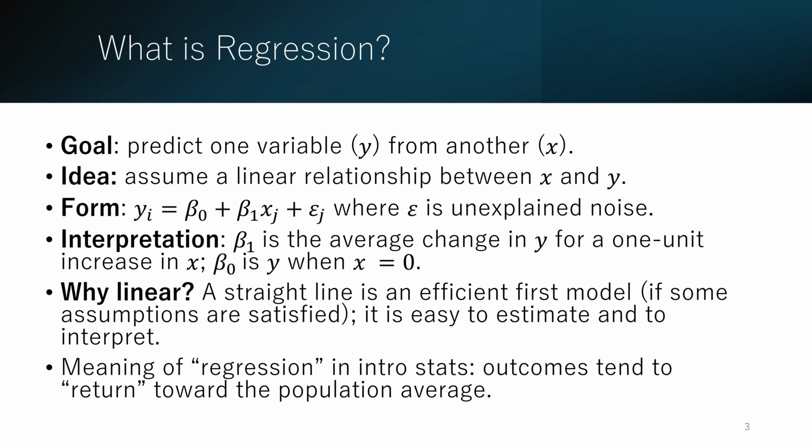Why do we start with a straight line? Because it's the simplest possible model, easy to estimate and easy to interpret. And the term regression actually comes from the idea that outcomes tend to regress to the mean, to return towards the population average. That is the idea of the regression.